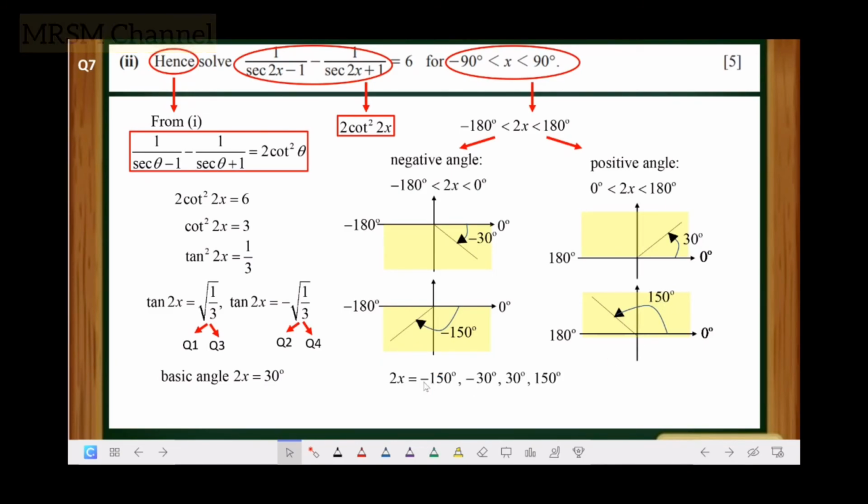Therefore, our 2x is negative 150, negative 30, 30 and 150. And after that, we divide by 2, so you will get these are all the answers. Negative 75, negative 15, 15, 75. Semua sekali.